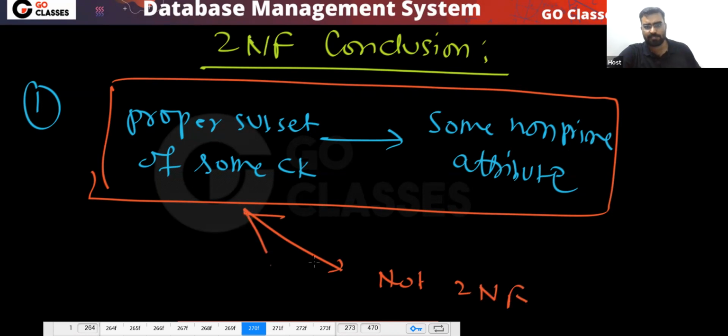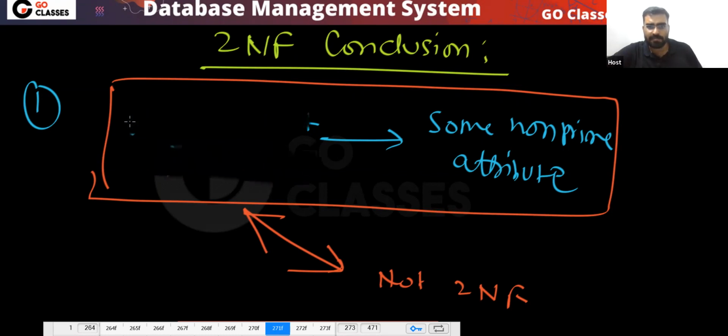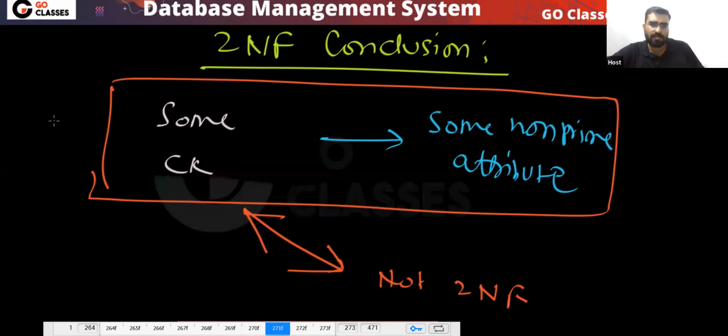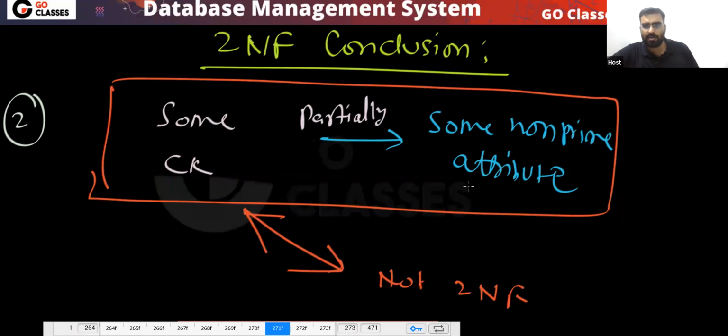This implies not 2NF, and not 2NF implies this. So this is your 2NF conclusion. What else is in the 2NF conclusion? Another definition: if some candidate key partially determines some non-prime attribute, then that is also not 2NF. So these are two alternative definitions. Is this clear?